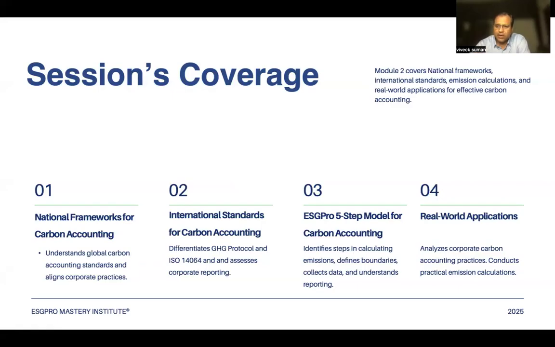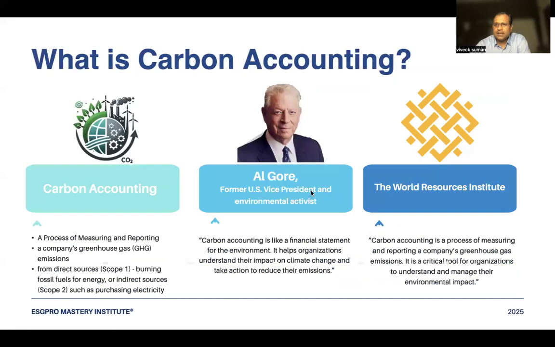We have a five-step model. Why we have five-step, how it helps, we will be talking about that. And then finally, we will look into some real world example. Today, we will be covering very interesting case of Microsoft, Tesla, and how they make money without doing anything. Let's start with what is carbon accounting.